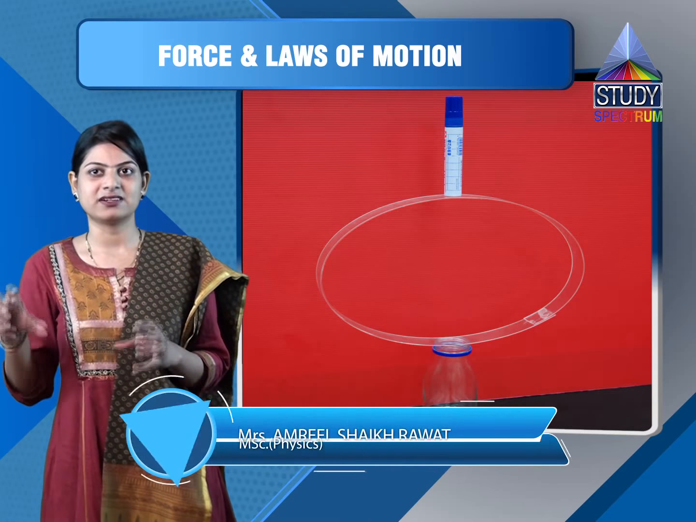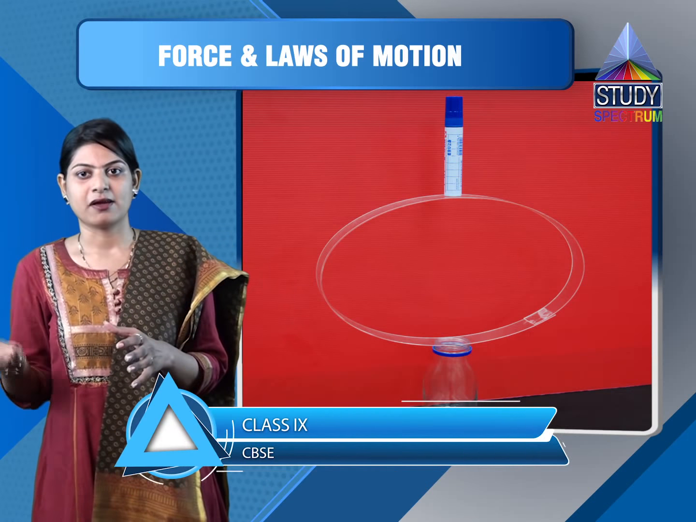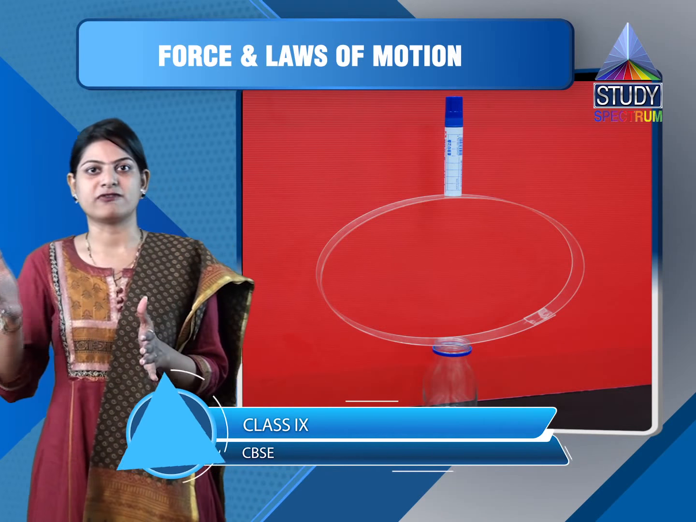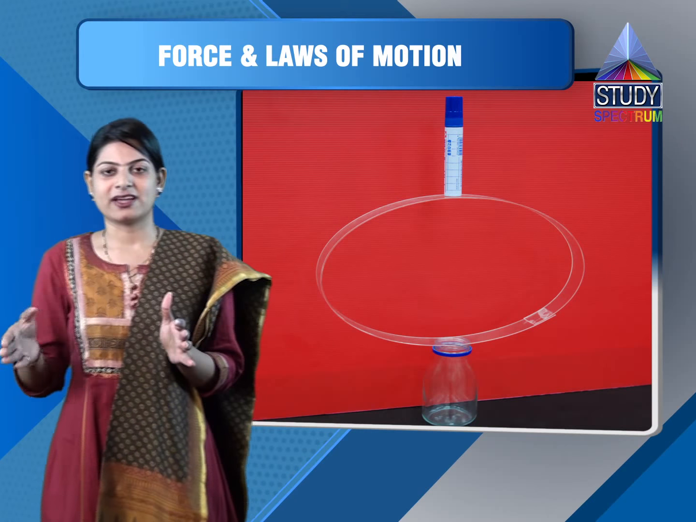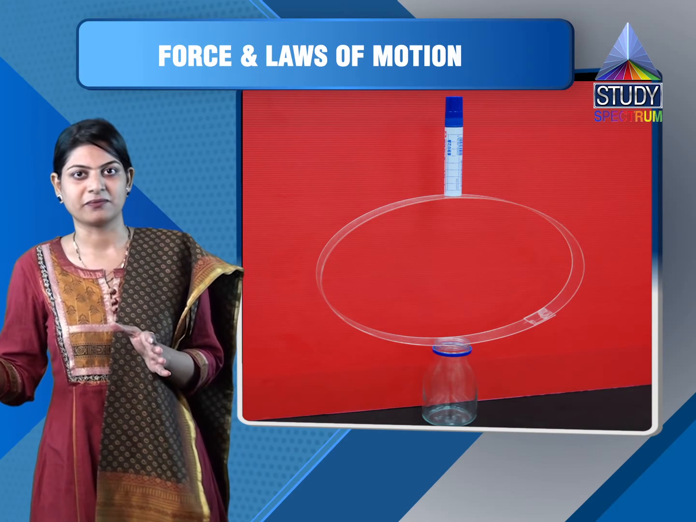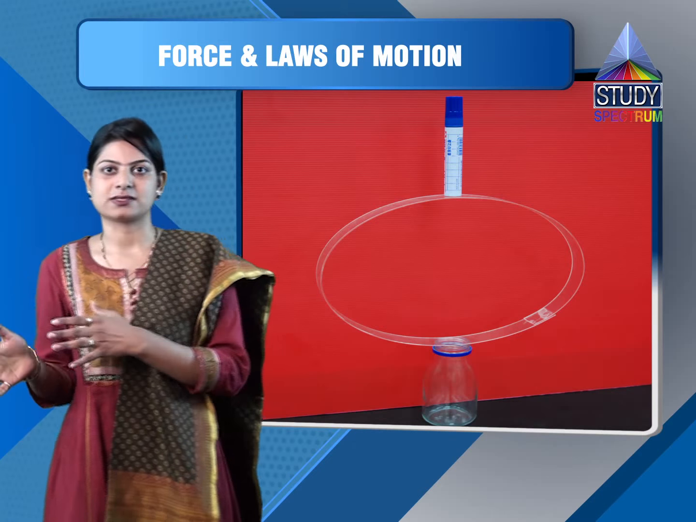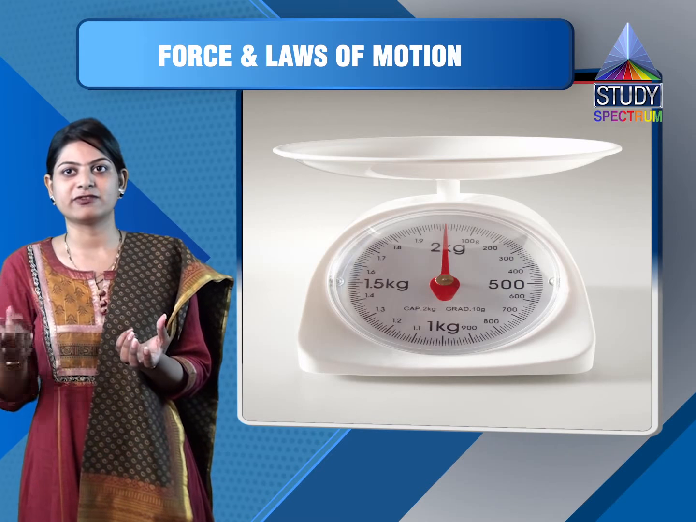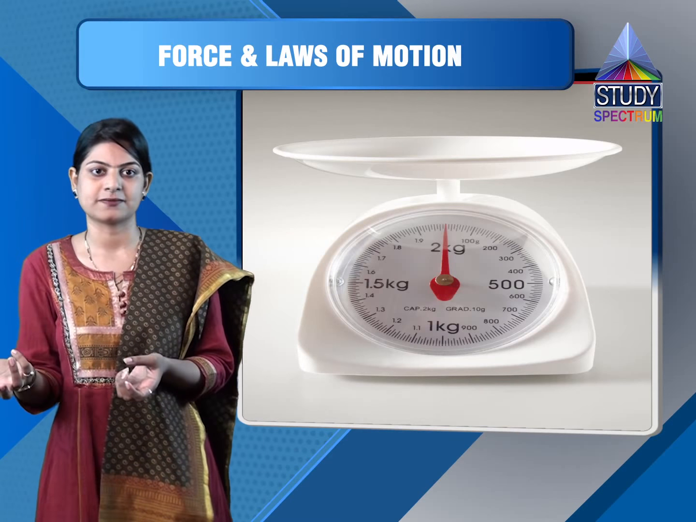So we can define the term inertia as the inherent property of a body by virtue of which it can remain in the state of rest if it is at rest, or it can remain in motion if it is in motion. So inertia of a body depends on mass. We can also say that inertia is the quantity which describes mass, or it is the quantity to measure mass.